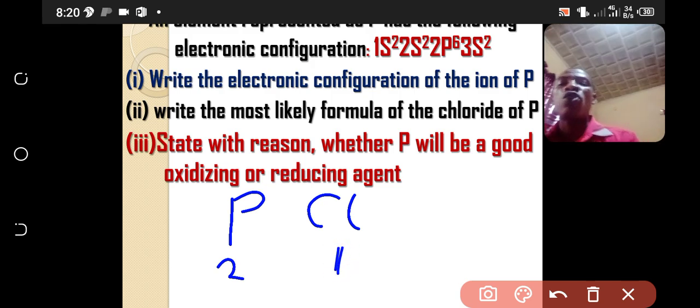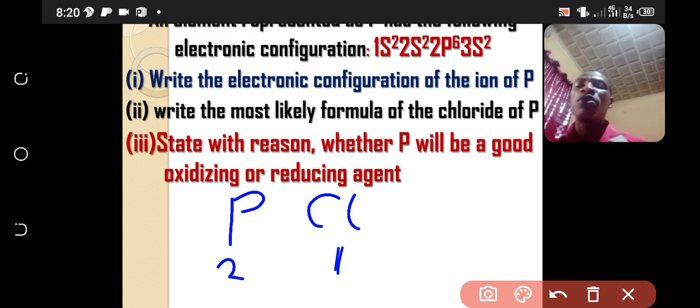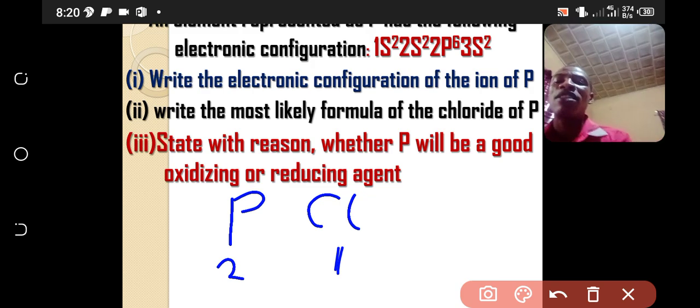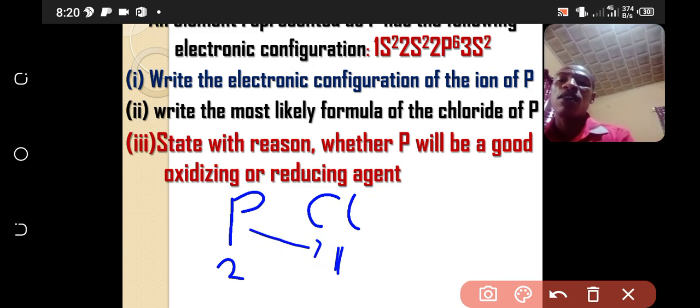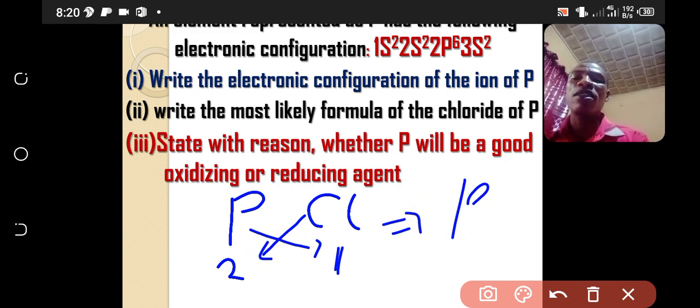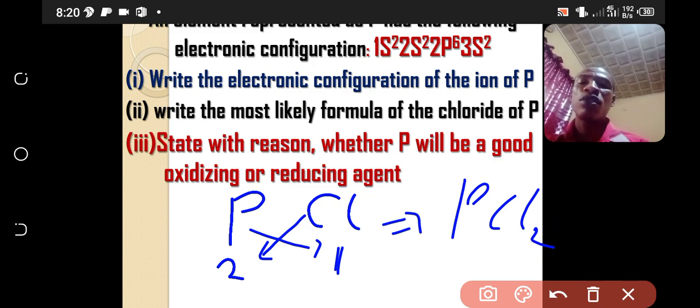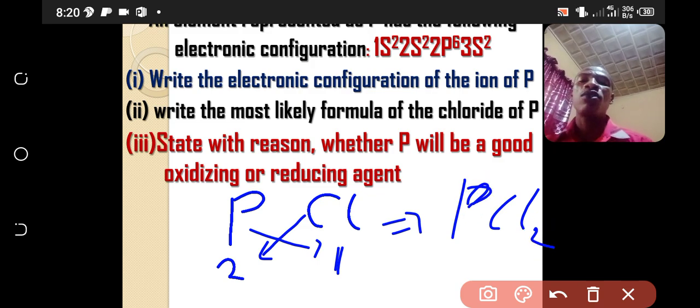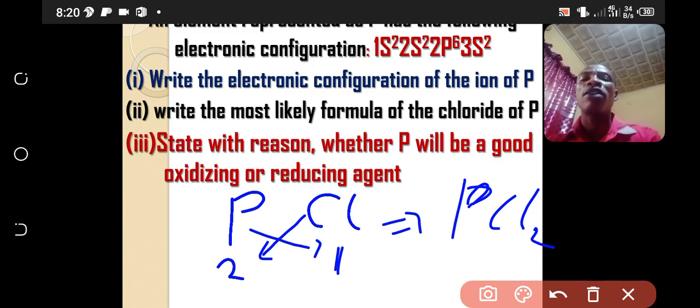Now to form a chloride with P, you exchange their valencies. So P will exchange valency with Cl. That will give us PCl2. So PCl2 will be the formula of the chloride of P.